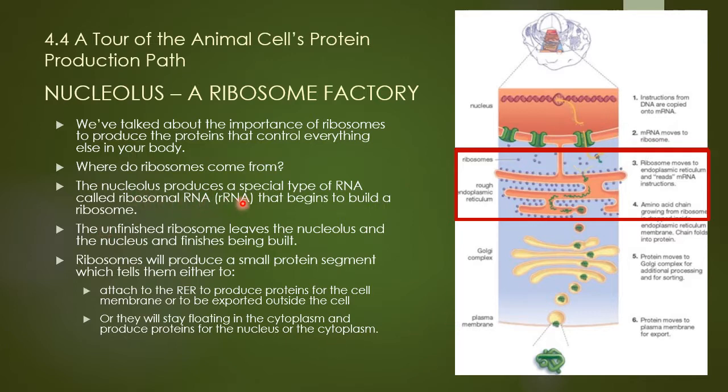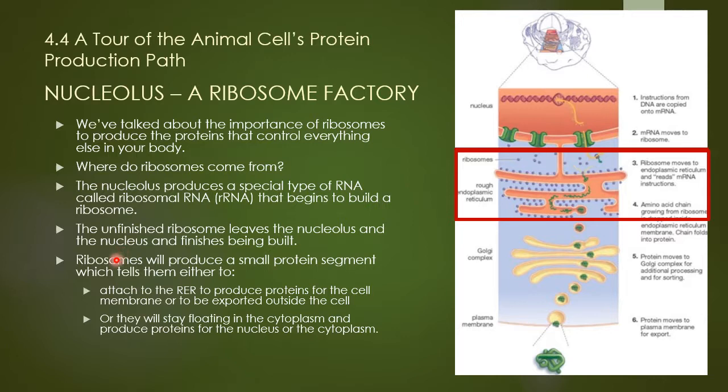And that's this right here. And it begins to build a ribosome. It doesn't finish the ribosome in the nucleus or the nucleolus. It produces this unfinished ribosome that will then leave the nucleus, go out into the rest of the cell, and then finish being built out in the rest of the cell. So it needs some things from out in the rest of the cell to finish being built.